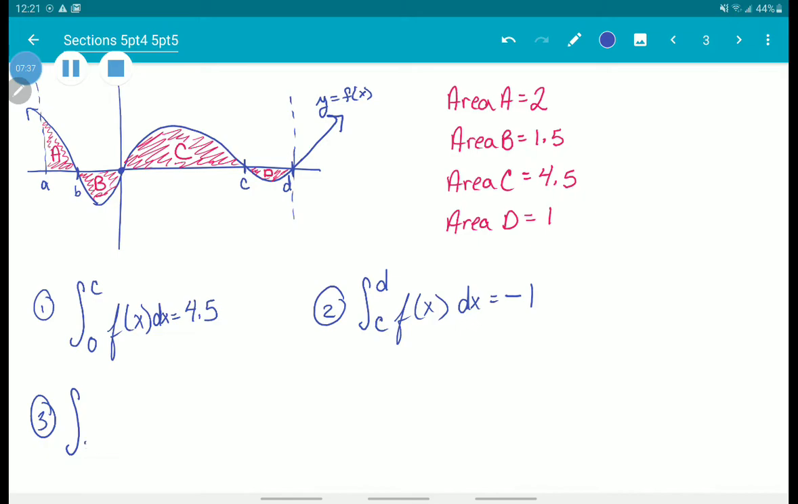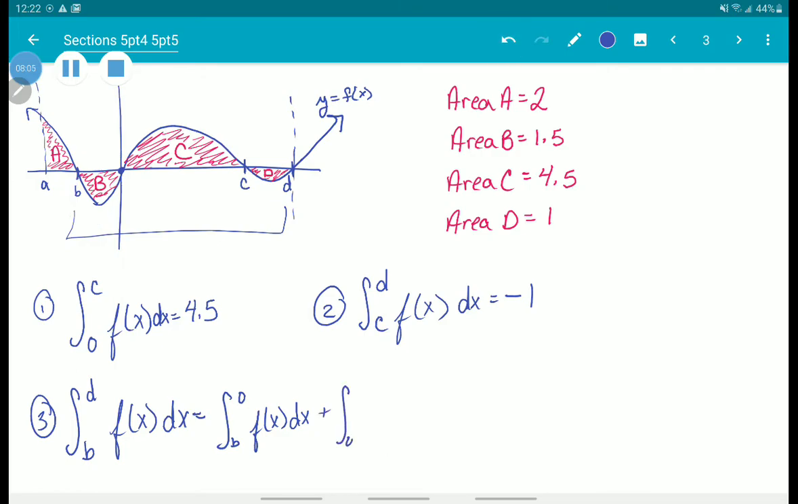Maybe I want to know what's happening between B and D of f of x. Well, B to D would be everything in here. So this is where you're going to want to use that property that you can split this up. So we could talk about what's happening from B to 0, which would be just that first piece. And then we could talk about what's happening from 0 to C, which would be this piece. And then we can talk about what's happening from C to D.